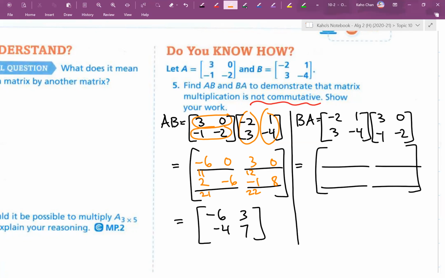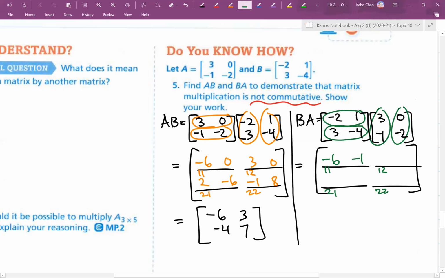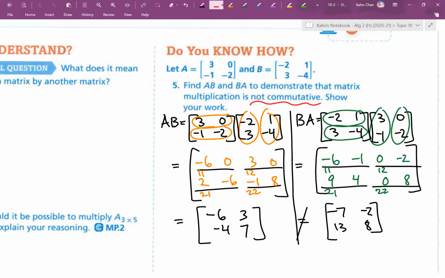All right, let's do this. In green. A lot of basic math. You just have to remember what to multiply with what, of course. All right, I'm almost done. How about you guys? And clearly these are not equal to each other. And I've proven that matrix multiplication is not commutative.